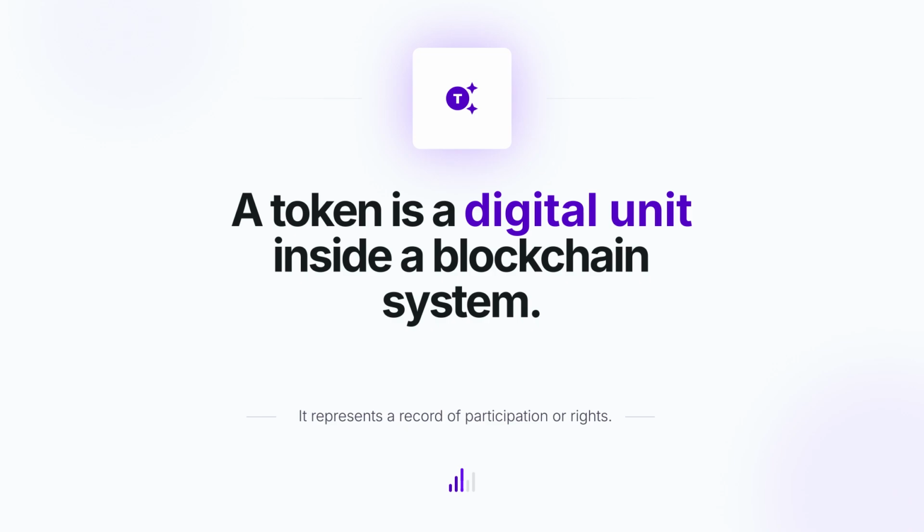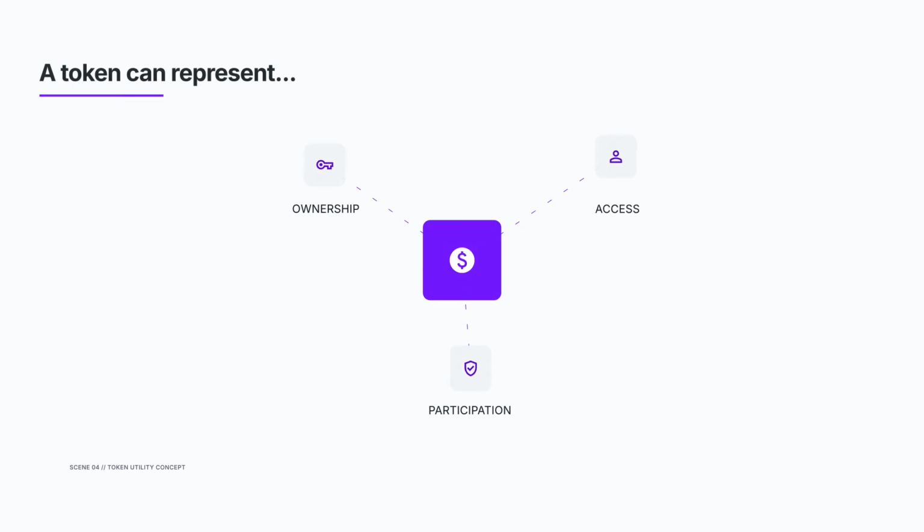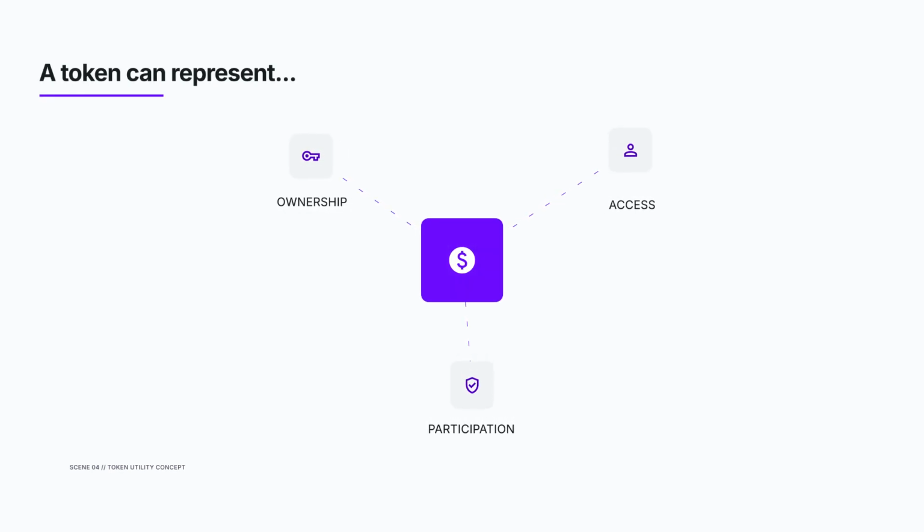It represents a record stored in that system. The record can represent different types of rights or participation. For example, a token may represent ownership of something. It may represent access to a service. It may represent participation in a project or a system.